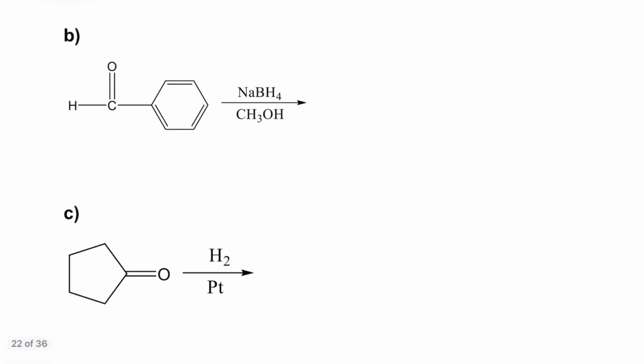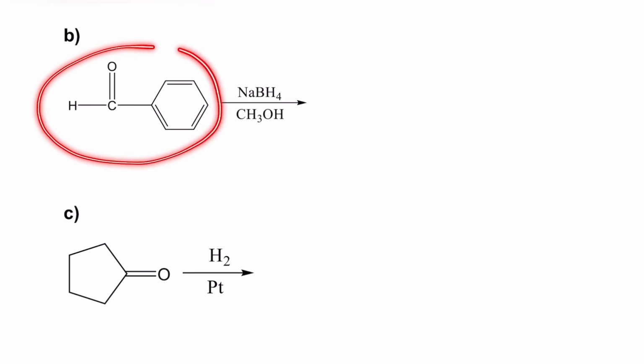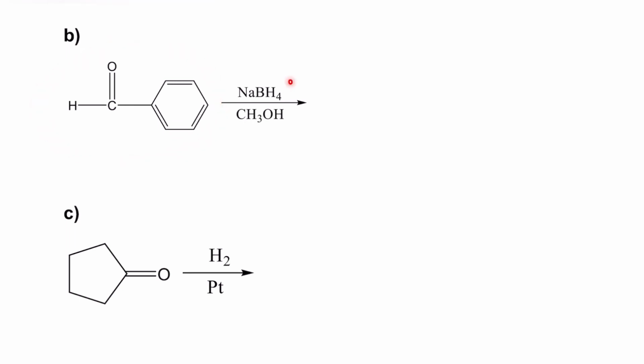Next one, we are going to continue with structure B and C. So what I have here is benzaldehyde. So this is an aromatic aldehyde. Same goes here, you have NaBH and methanol. And then I'm going to change my position of functional group from carbonyl. It's going to change to hydroxyl. So I'm going to have this carbon attached to OH and then attached to my benzene ring.